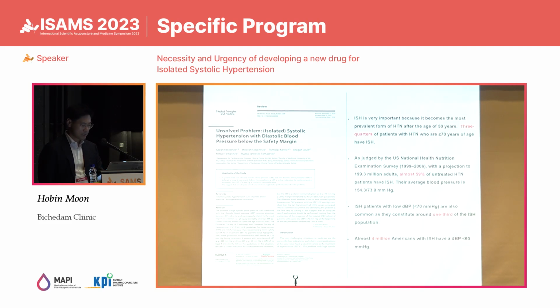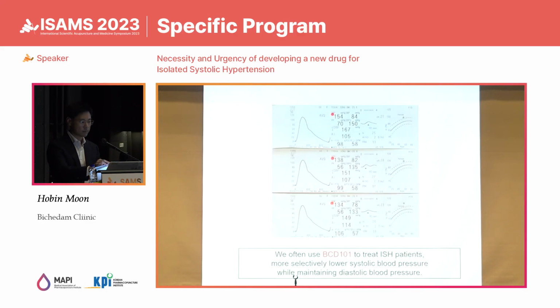One-third of all ISH patients already had diastolic blood pressure below 70, and 4 million ISH patients had diastolic blood pressure below 60. As you can see in the title of the paper, isolated systolic hypertension is called an unsolved problem.